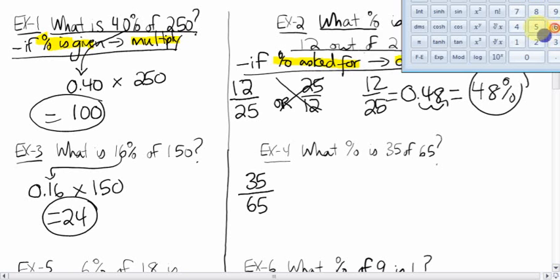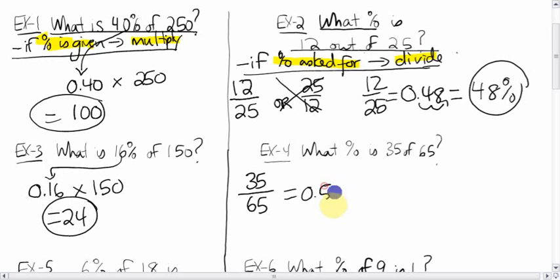35 divided by 65 gives you 0.53846, blah, blah, blah. Where do I stop? Let's just make a general rule here. When you have decimal places, round to the second decimal place. We're not going to round yet, though, because remember, this is a decimal. We're asked to find percent. To convert decimals to percent, we move the decimal two spots to the right, which is the same thing as timesing by 100.